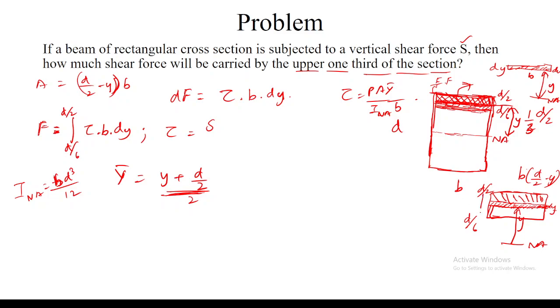Okay. So this whole distance is D by 2 and this distance is Y. If you write D by 2 plus Y divided by 2, then you will be getting the mid value, the distance of the mid value from the neutral axis. And this is nothing but D by 2 plus Y divided by 2.